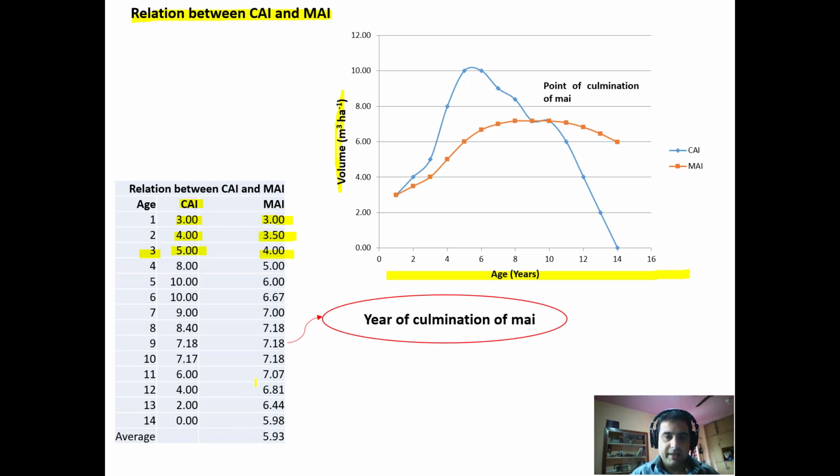Now you can see here we have the age of culmination. At the ninth year, the current annual increment is equal to the mean annual increment, which is the year of culmination. At this point the MAI is maximum, and in the following year it may remain the same, and it starts decreasing after that. The age at which the mean annual increment is highest is the ninth year, after which the MAI is going to go down.